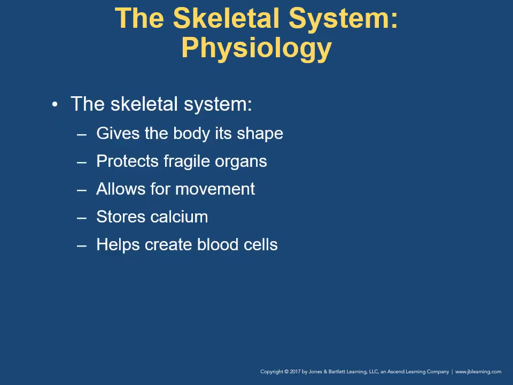Alright, the physiology of the skeletal system. The skeletal system gives the body its shape. It protects fragile organs. It allows for movement, stores calcium, and helps to create blood cells.